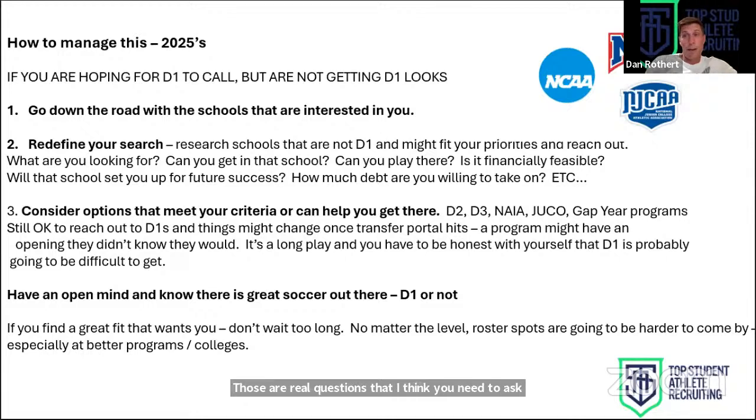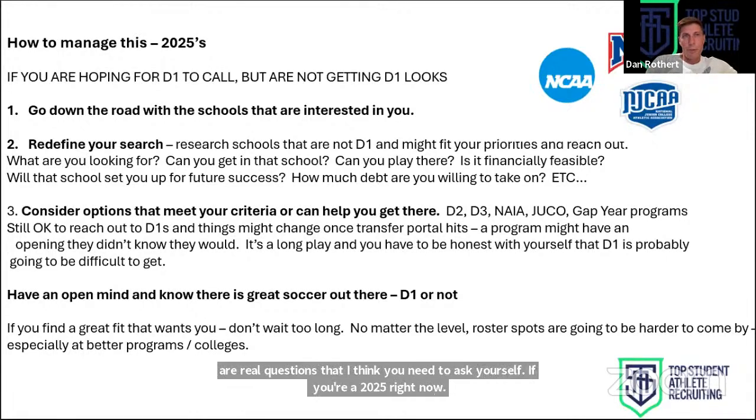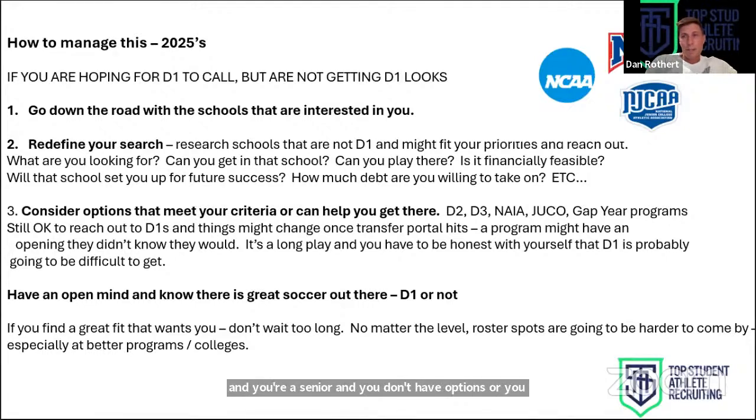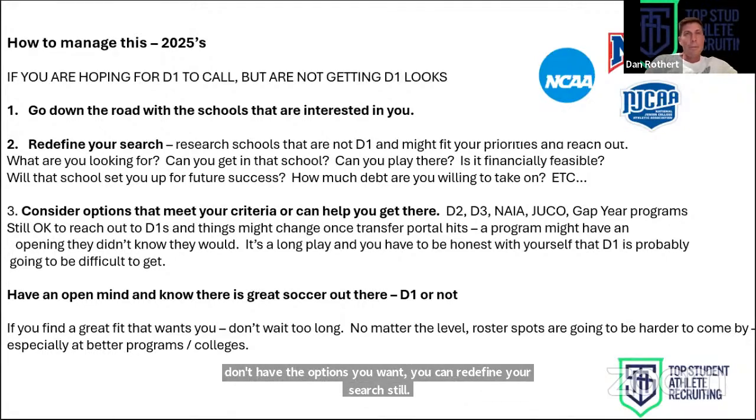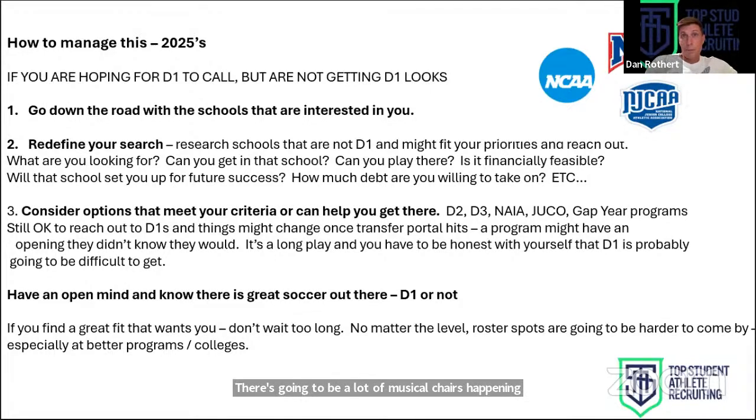If you're 2025 right now and you're a senior and you don't have options, or you don't have the options you want, you can redefine your search still. There's going to be a lot of musical chairs happening, but you've got to go down the road with some people, with some schools and some programs. Consider options that meet your criteria or can help you get there. Can you go D2? Can you go D3? NAIA, junior college, gap year programs are a big thing. I'm going to talk about those momentarily.